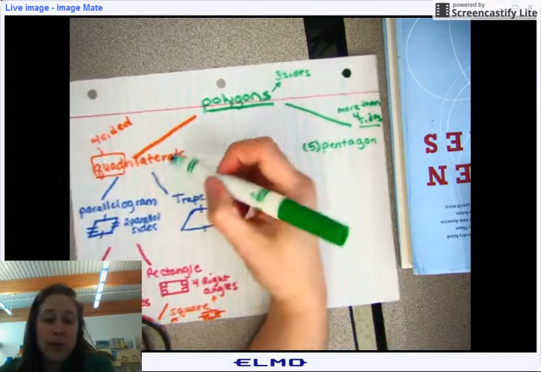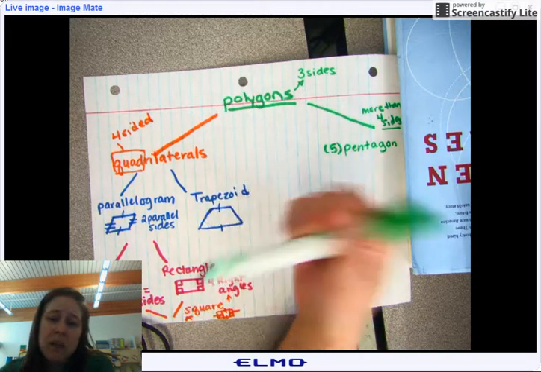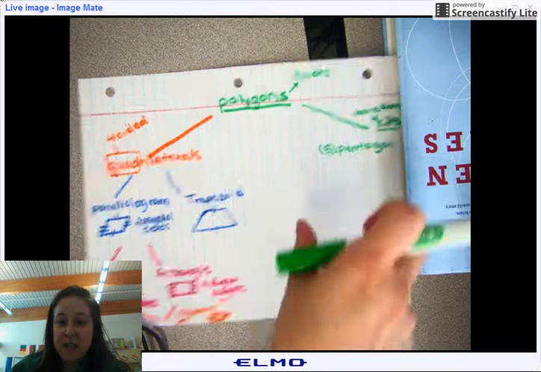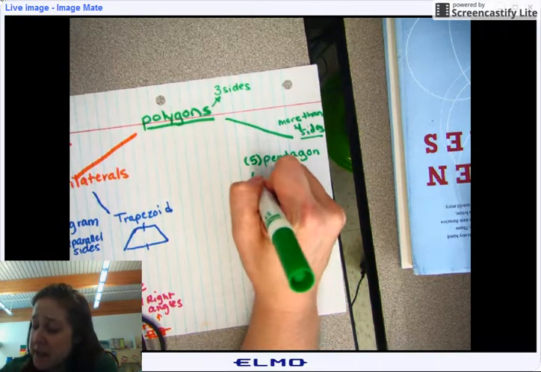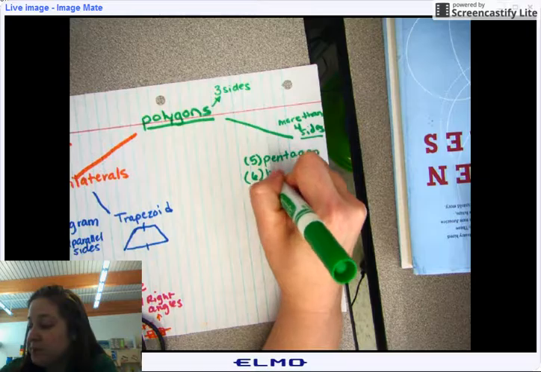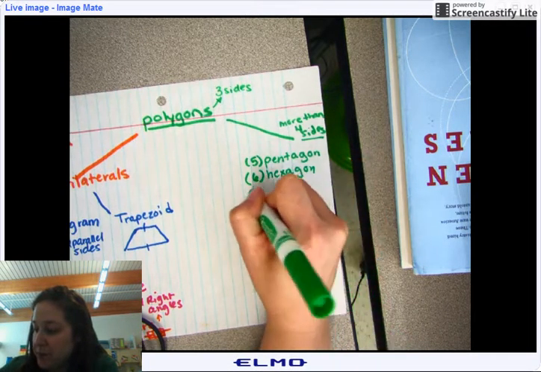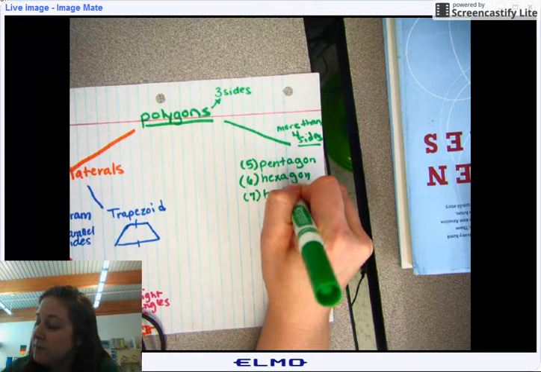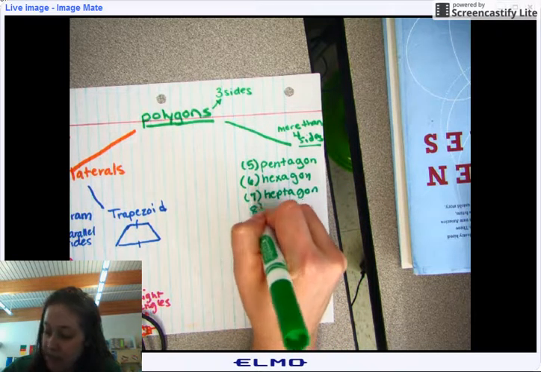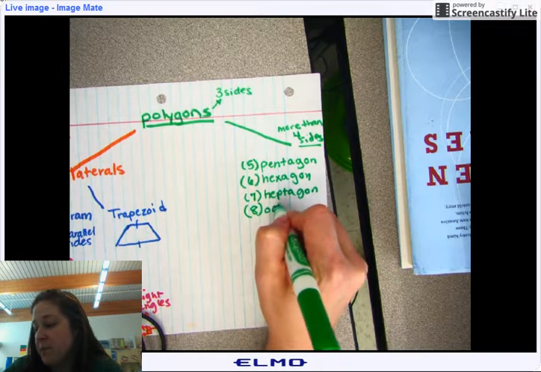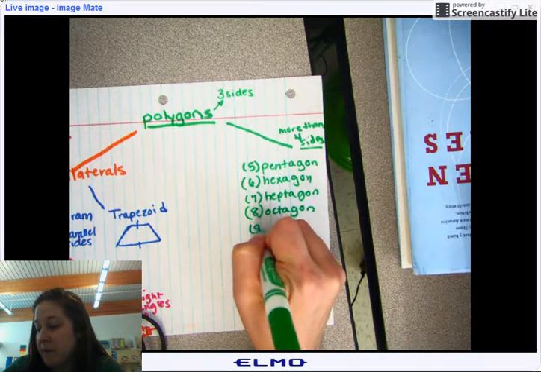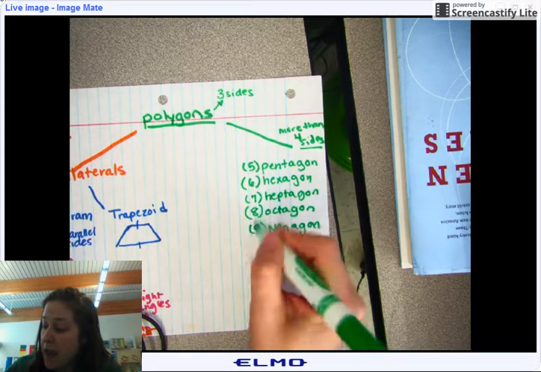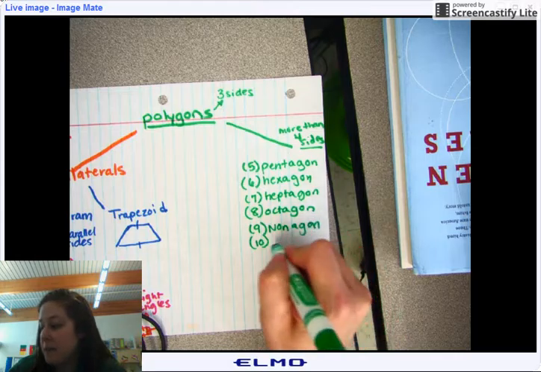Now, these don't have little branches that they lead down into, because these aren't connected. All of your quadrilaterals are connected here, but these over here are not connected. Your 6-sided figure is going to be your hexagon. Your 7-sided figure is going to be your heptagon. Your 8-sided figure, you should know this one, is an octagon. Your 9-sided figure is going to be your nonagon. And your 10-sided figure is going to be a decagon.